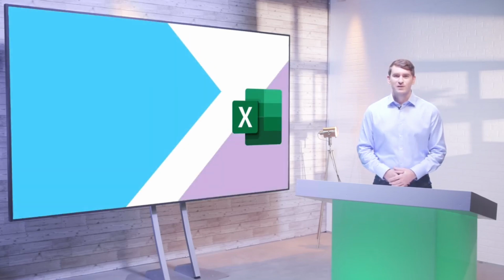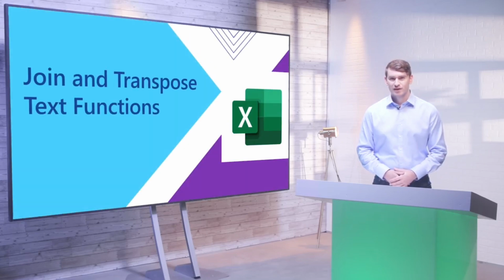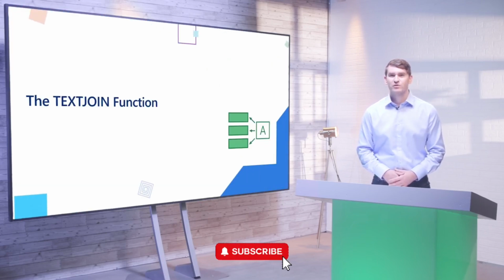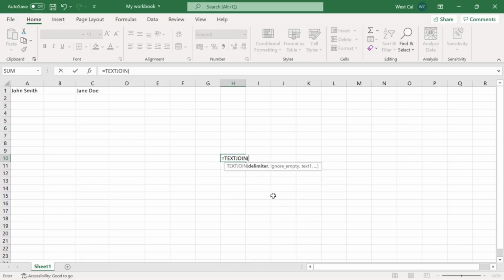Let's take a look at two more specialized text functions for joining and transposing text to understand how they work and how they can be applied. The TEXTJOIN function allows you to combine or concatenate text strings together from multiple cells into a single cell. This function can save you an enormous amount of time if you need to combine data from multiple sources into one cell. The first argument, delimiter, allows you to specify what should be between the text strings when they're joined. This could be a space or another character or characters.